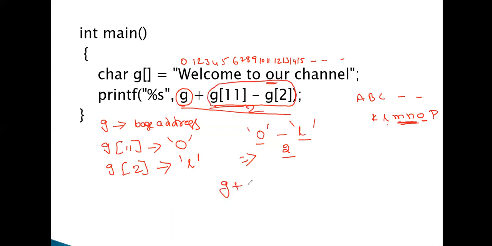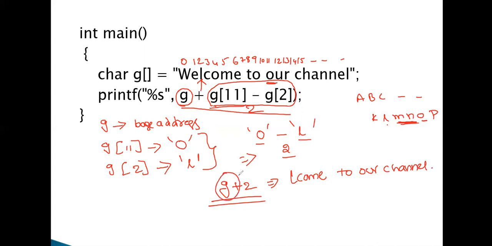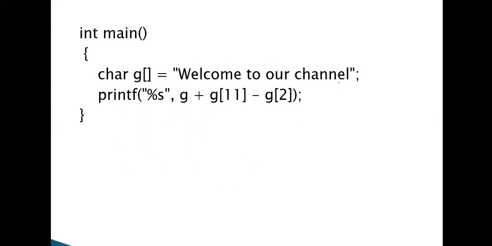Now the same concept, g + 2. What is g? Initially, g points to the base address. g + 2 means L. So what is the output? From L to the end of the string. Observe, the last example is also the same thing, but in this example we are performing the ASCII difference between the characters. The output is LCOME to our channel. You got it? Whenever a pointer points to a particular position, if you want to print from that position to the end of the string, that is how it works. Now move to the next one.